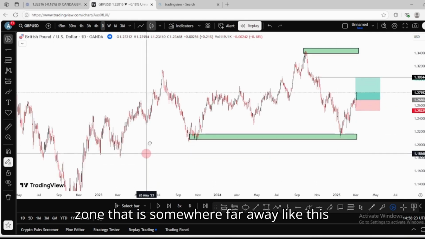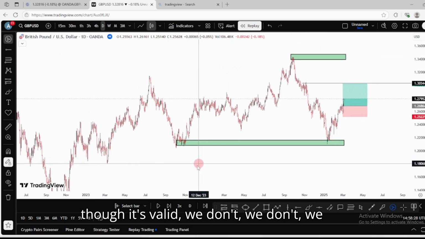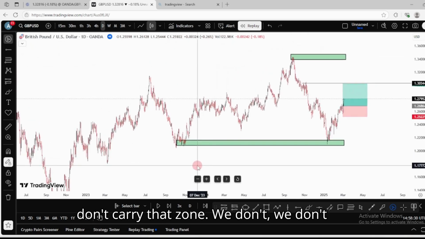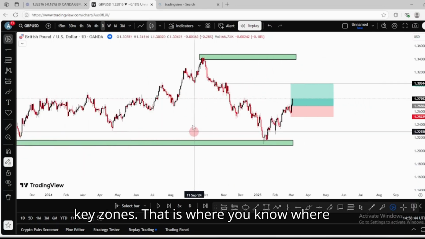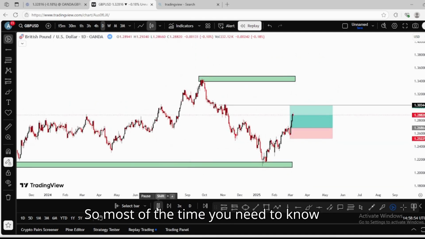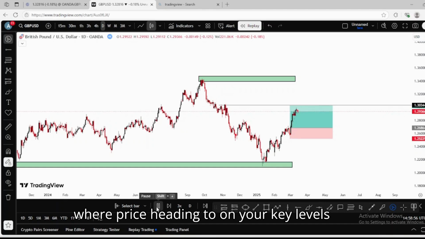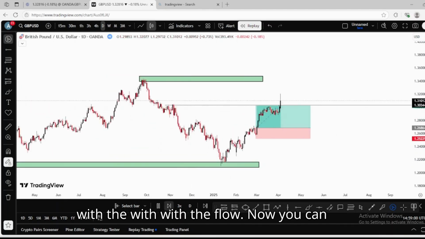So any zone that is somewhere far away, like this zone or key level around here, even though it's valid, we don't cherish those zones. We don't put them into consideration because it is far away from price. All right, you need to be dealing with the zone which is closer to price, or the key level which is closer to price. If you've been able to identify your major key zone, that is where you know where you are trading to. So most of the time, you need to know where price is heading to on your key levels in the market before you go with the flow.